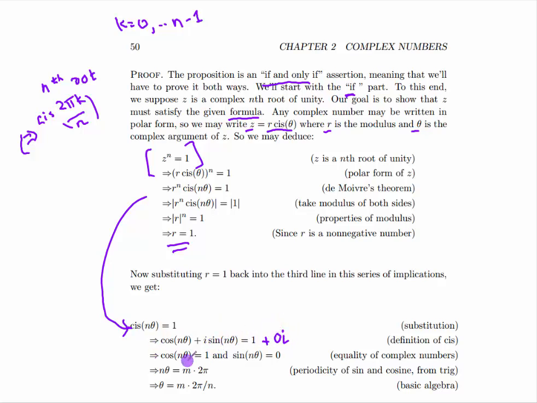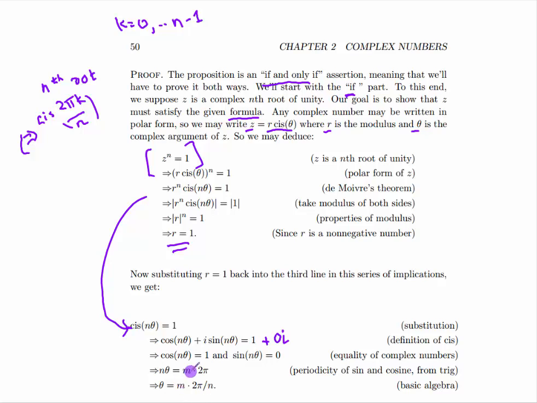Now, when is cos n theta equal to 1? If you think of your unit circle, cos n theta equals 1 only when n theta is 0, 2 pi, 4 pi, etc. And sine n theta is equal to 0 at all of those angles. So that means that n theta must be some multiple of 2 pi. If n theta equals m times 2 pi, that means theta equals m times 2 pi over n. So all we did here was go through this algebra and then substitute back in. That gives us that our angle theta must be a multiple of 2 pi over n.